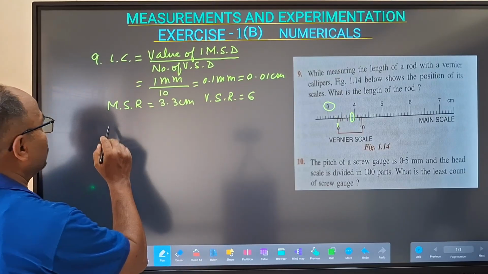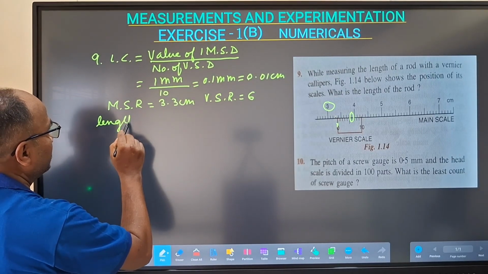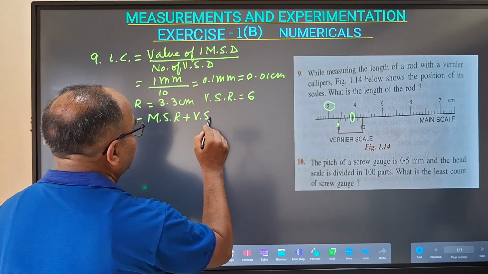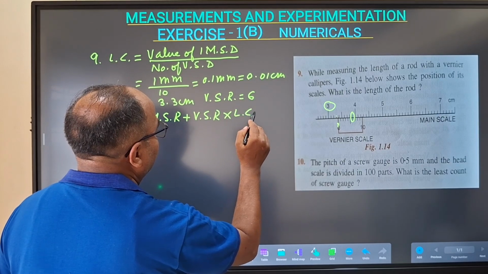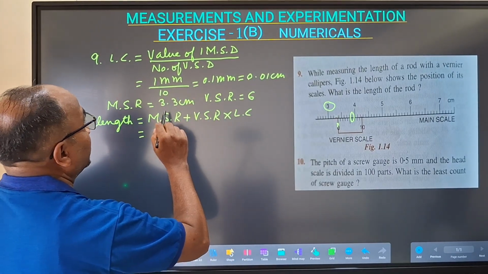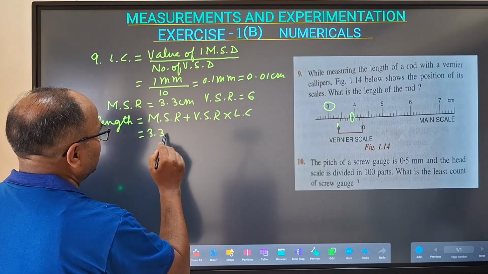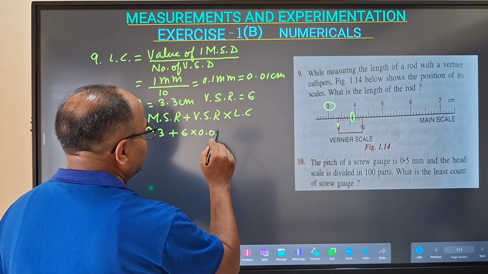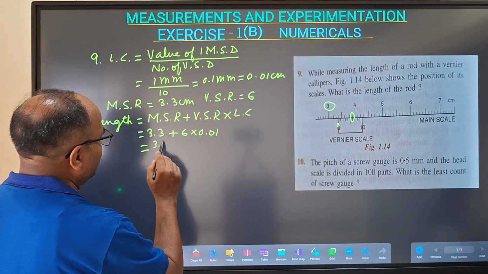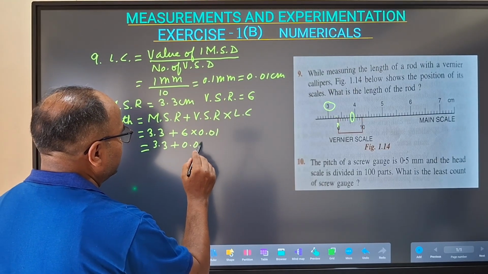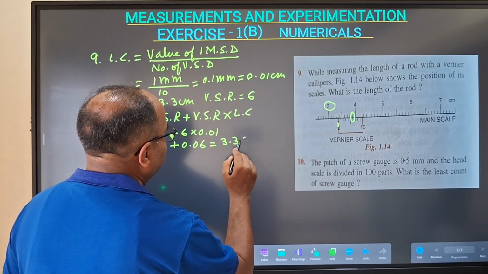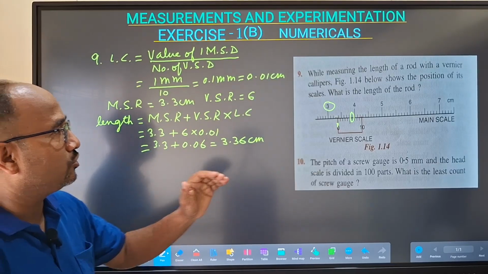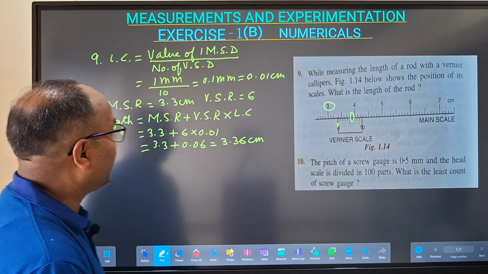Okay. So now we can go to find the length of the rod. Length equals MSR plus VSR into the least count. So MSR we had got as 3.3 plus VSR was 6 and the least count in centimeter is 0.01. So this is 3.3 plus 0.06. So we get 3.36 centimeter. So this gives the length of this rod and this numerical is done. Let's move on to the 10th one.